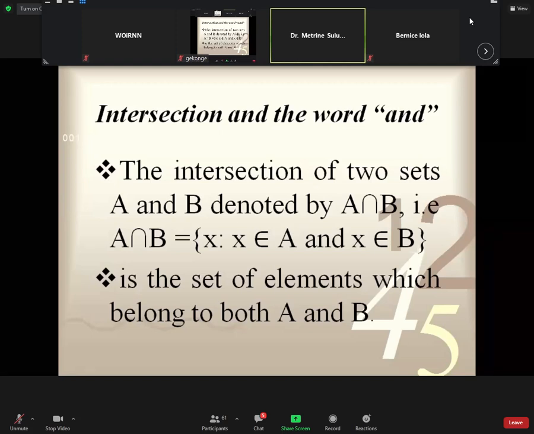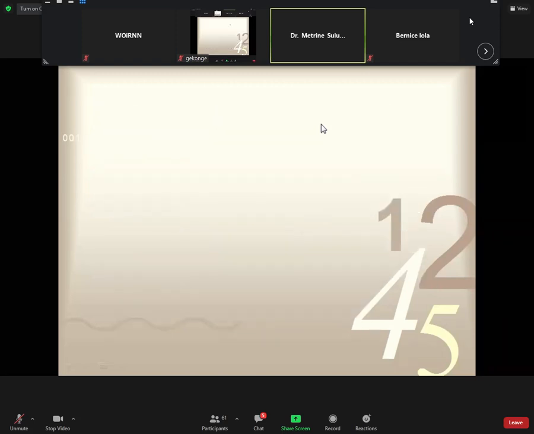So the intersection of two sets, A and B, is denoted by A intersection B. You can see the intersection looks like a huge N, small n. In notation form, A intersection B is equal to, open the brackets, for all X such that X is a member of A and X is a member of B. So this is a set of elements which belong to both A and B. Let's look at examples in the next slide.